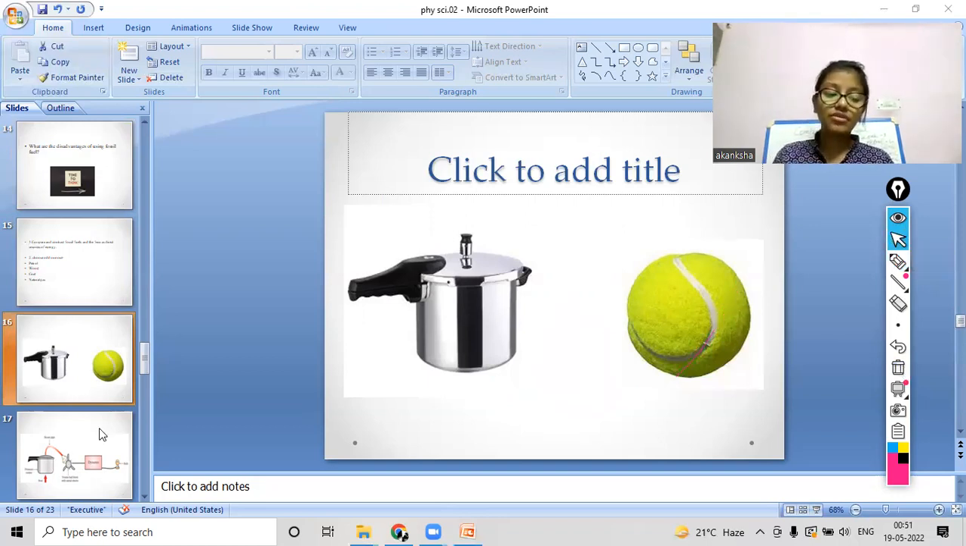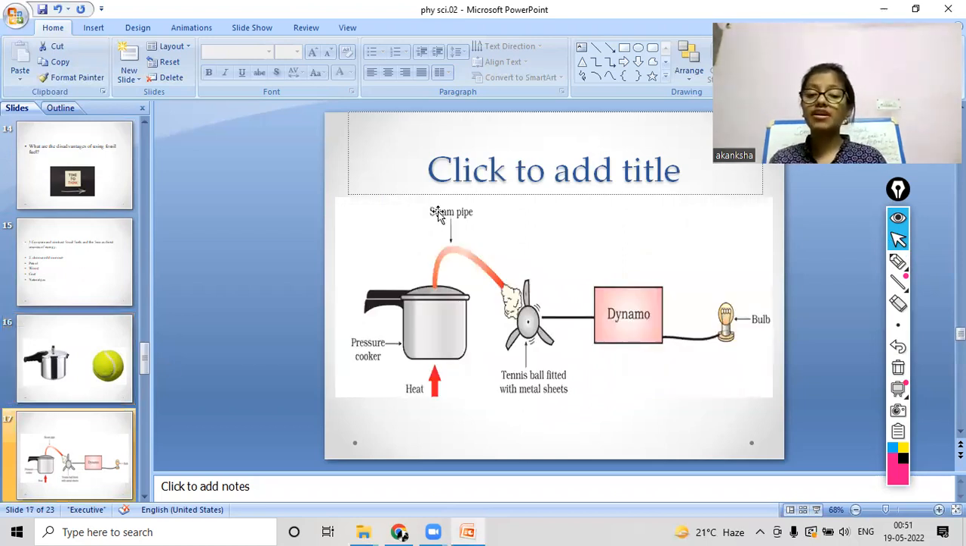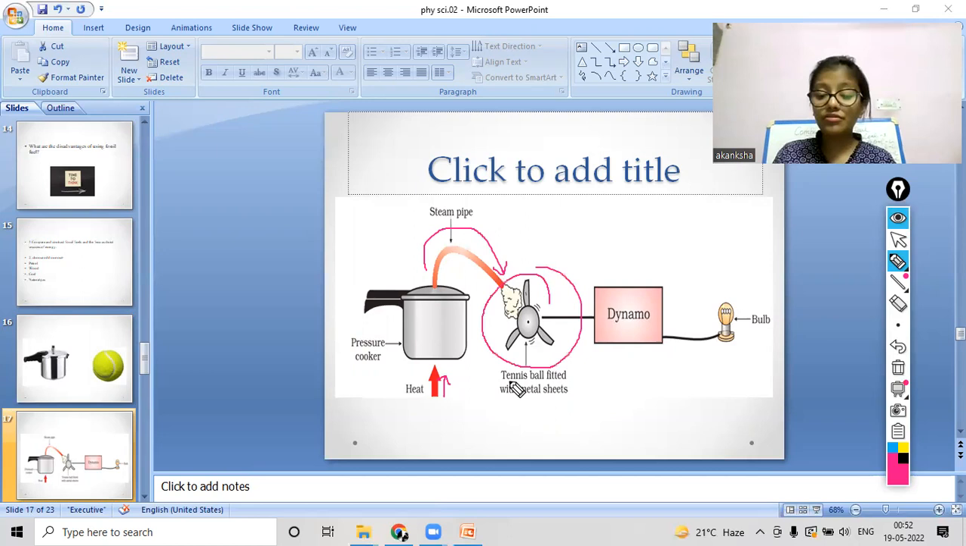Now there is a little activity given in your NCERTs, showing how we can use both of these things, the pressure cooker and ball, to convert one source of energy into another. If we are using a pressure cooker and applying heat to it, steam is produced, and we are using the steam to move a turbine that we made on our own with the help of a tennis ball, which is fitted with metal sheets. These are the metal sheets, and this circular region is the tennis ball.